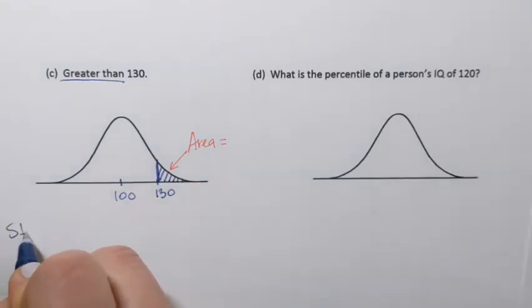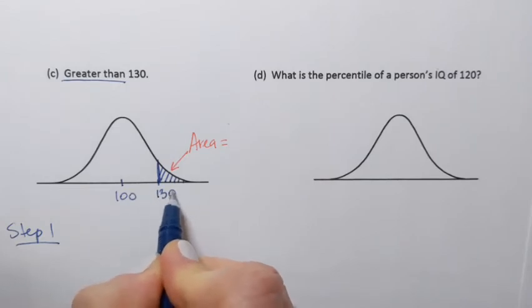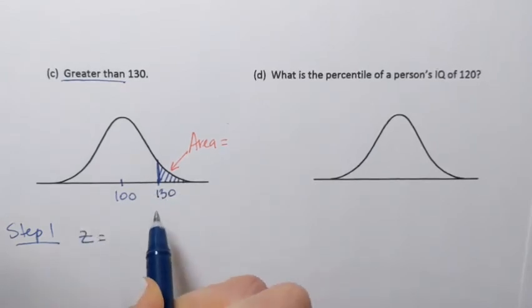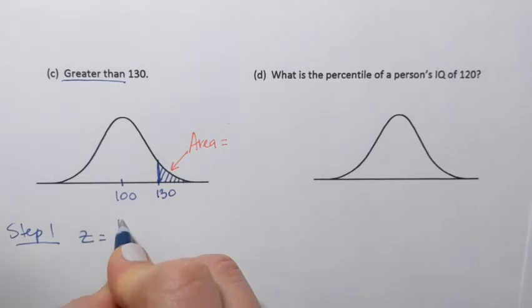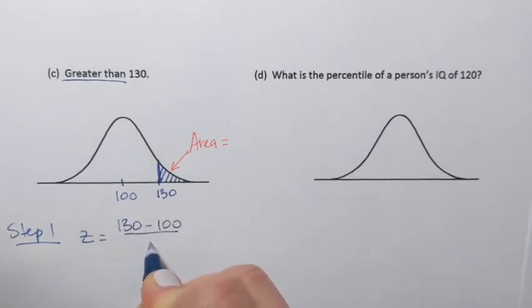So in step 1, since for now we're only using the table, we need to know the corresponding z-score. The z-score that corresponds to 130. And by the way, remember that z-score is how many standard deviations away from the mean that value is. So let's see how far it is. 130 minus 100, which is the mean, divided by the standard deviation, which is 15.